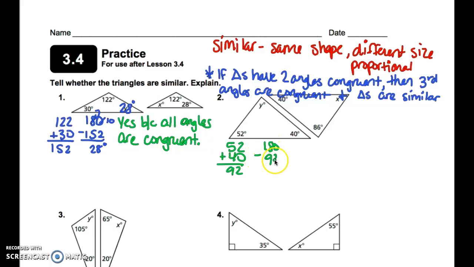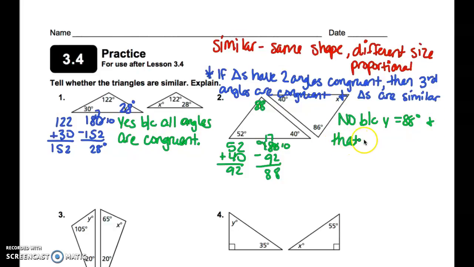And I take 180 minus 92, because I know that angles have to add up to 180. And you get 88. So on this one, it's 88, but over here, it's 86. So they're close, but they are not exactly the same. So these two triangles, no, they are not similar because y equaled 88 degrees, and that does not equal 86. They would have to be the same for them to be similar.